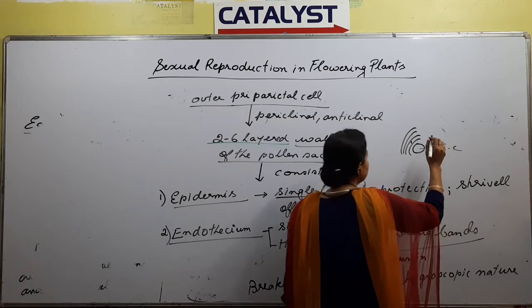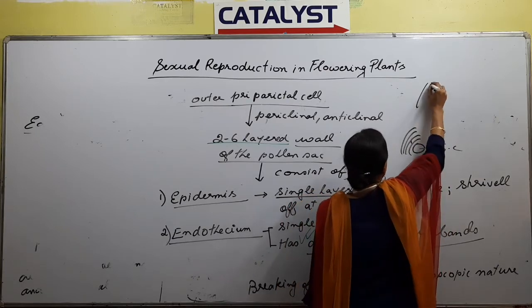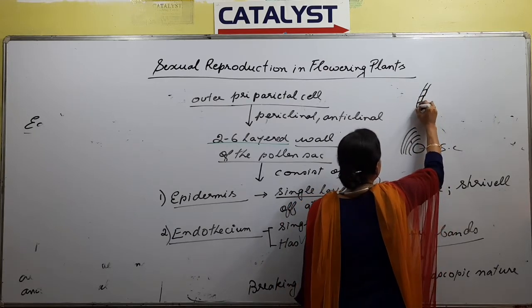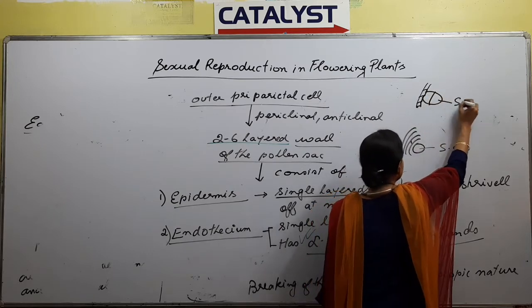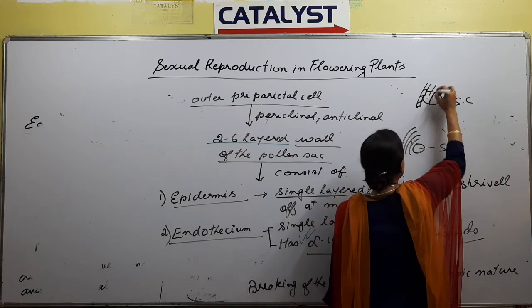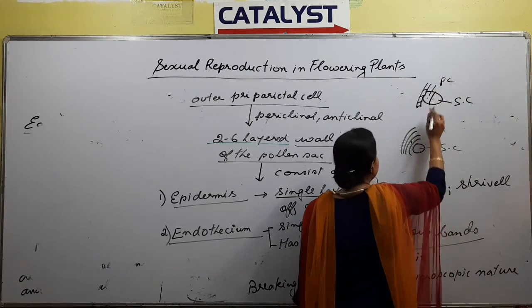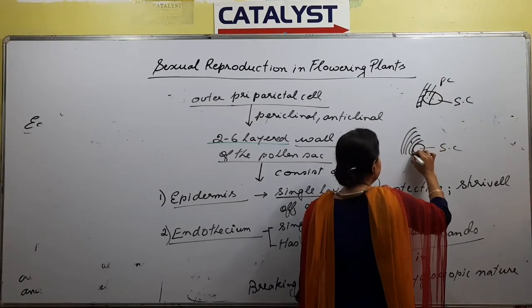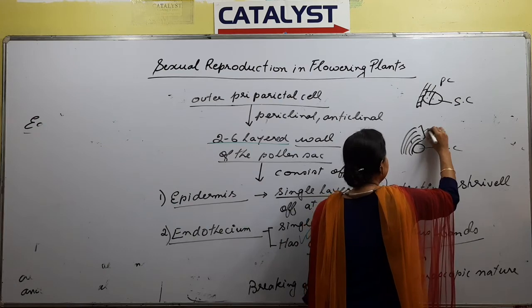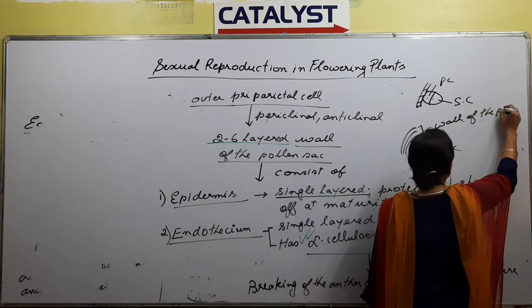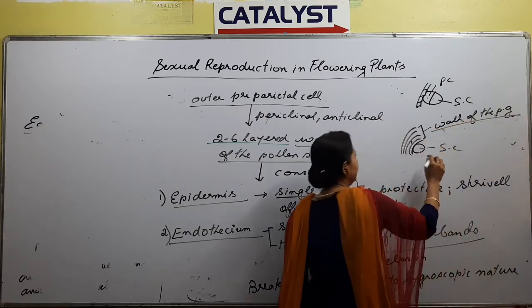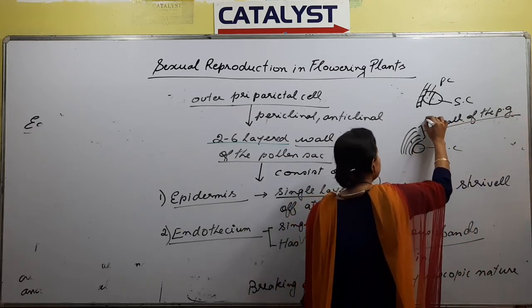First, we saw that there was an epidermis. In the epidermis, a cell divides, and that is what we call sporogenous cell, and this one we call parietal cell. This parietal cell divided and redivided and they form the wall of the pollen grain, right? So whoever has formed these, the parietal cell has formed them, right?